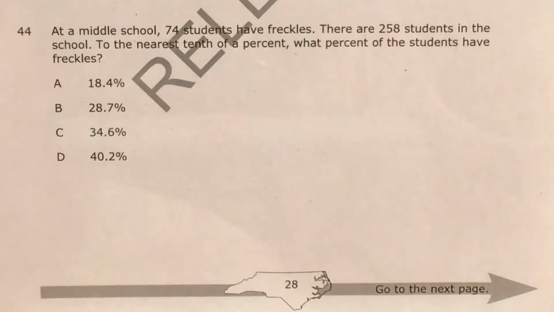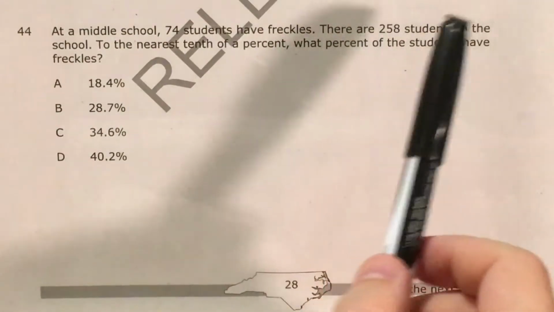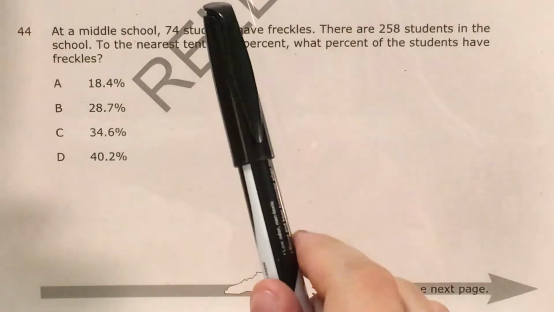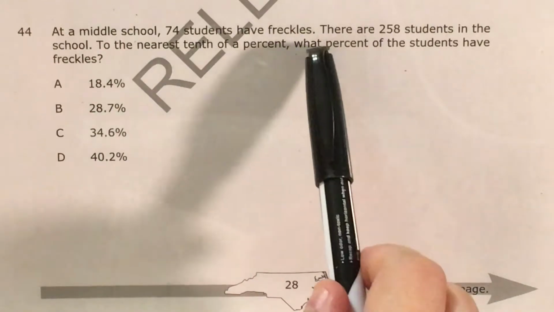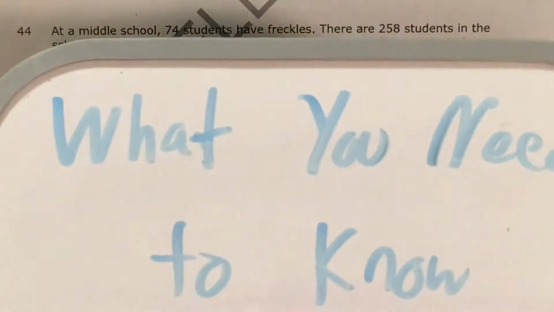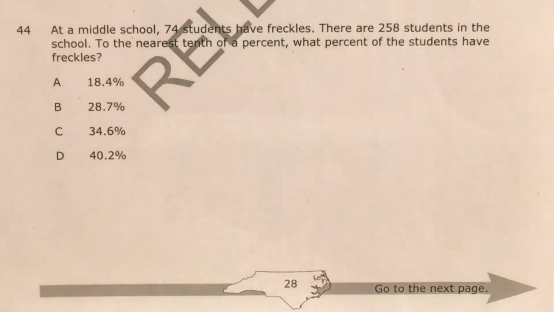This is Mr. W. Today we're going to tackle question 44 in the 6th grade math questions that North Carolina released this past school year. The question tells us that at a middle school, 74 students have freckles, and there are 258 students in the school. That's a very small school, especially to be a middle school. But anyway, we're trying to find out to the nearest tenth of a percent what percent of the students have freckles. So to do well in a question like this, you'll need to know about percents, and then I'm going to use number tables to solve this problem.